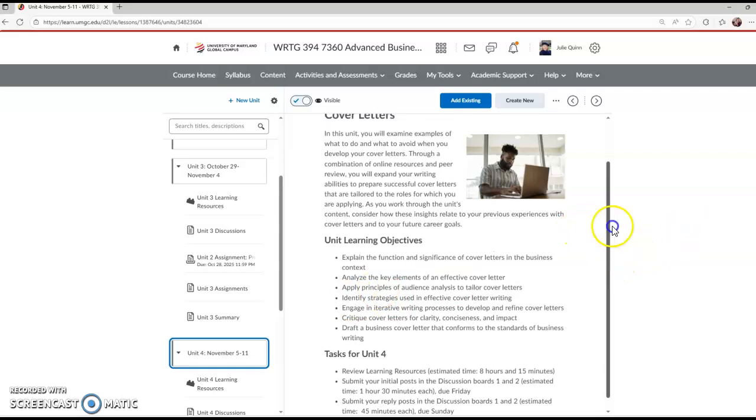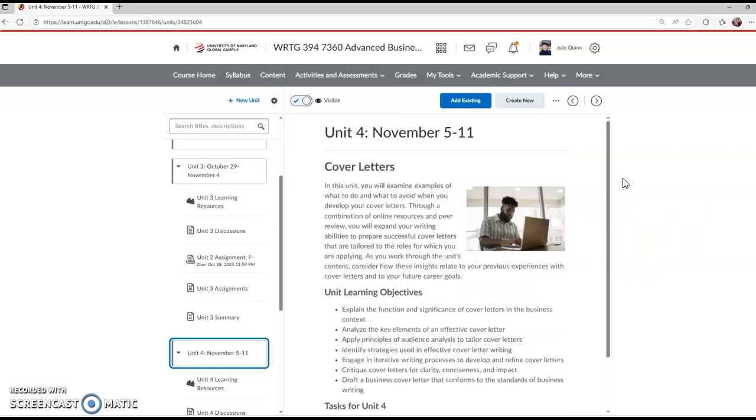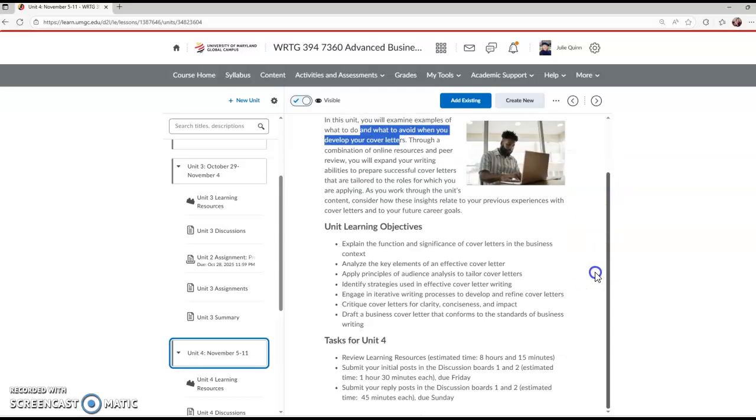Next week we've got some orienting information on cover letters, which you're very familiar with, but there perhaps have been some changes depending on the industry that you're in, so we can certainly take a look at that as well. We're going to examine what to do and what to avoid as you develop those documents.